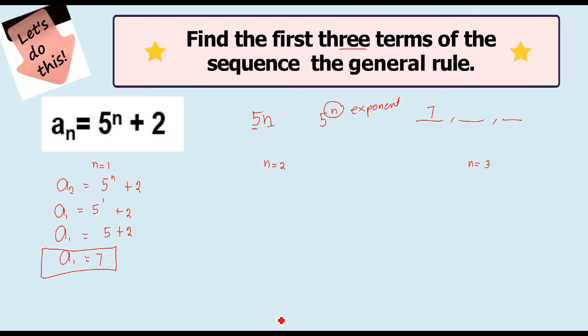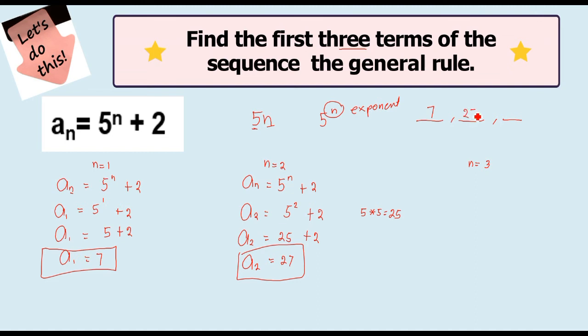Now, so let us have our n equals 2. So, given the general rule, a sub n equals 5 raised to n plus 2. So, that means a sub 2 equals 5 squared plus 2. 5 squared, ibig sabihin, that is 5 times 5. And that is equal to 25. So, a sub 2 equals 25 plus 2. And 25 plus 2 equals 27. Ayan. So, that would be our next term.